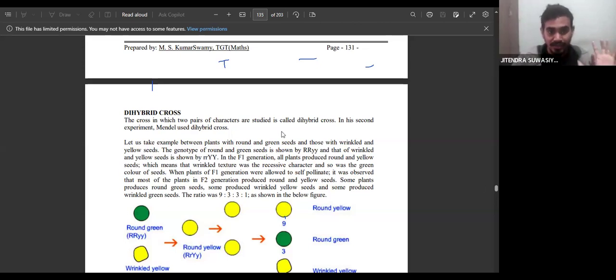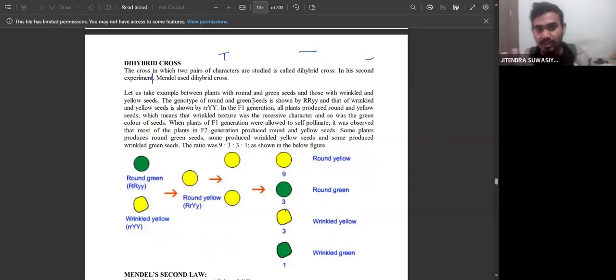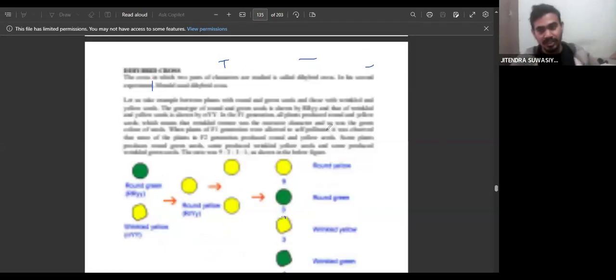Okay, so we are going to take two characters here, between plants with round and green seeds. We'll take two contrasting characters: the seed color and the seed shape. For seed color, that was yellow and green, in which we found yellow dominant and green recessive. Again, in the seed shape, we are going to see round and wrinkled, in which we have seen that the dominant one was round and the recessive one was wrinkled. So we are going to discuss these things in this dihybrid cross.